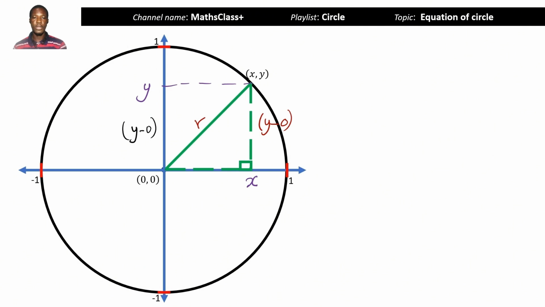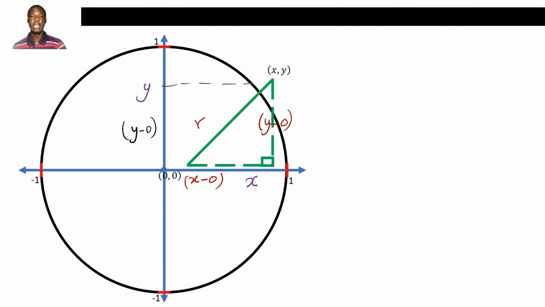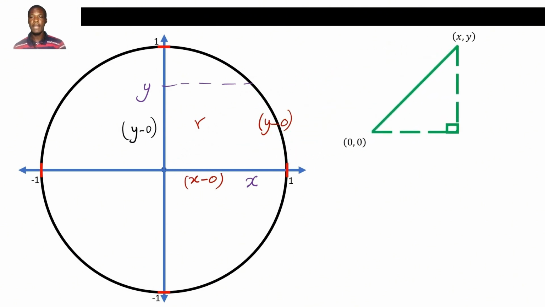Then for the horizontal side, we will also have the value here, and then we will subtract the value here from it, and that will also give us x minus 0. So if I decide to tease out the right angle, what I have here now is r, and I have y minus 0, and I have x minus 0. So these are the lengths of the sides of the right angle triangle here.